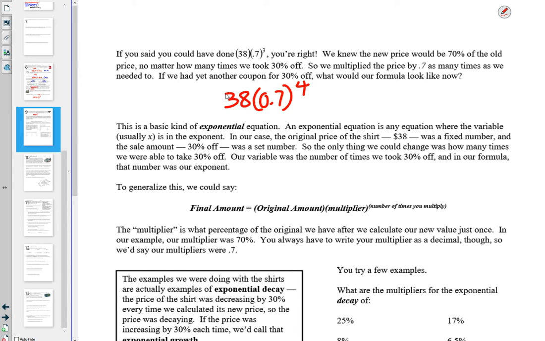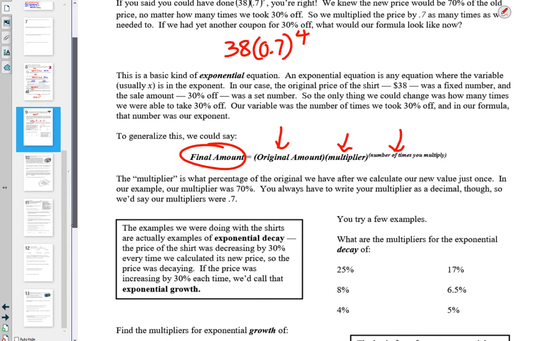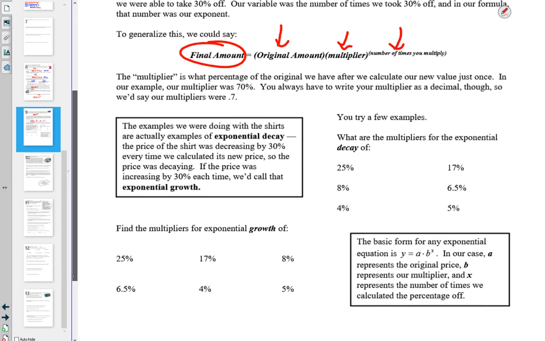This is a basic kind of exponential equation. To generalize, look, final amount is equal to original amount times the multiplier. What did we call the multiplier in the original notes? The growth factor. And then to the power of time, but here it says number of times. How many cycles are we going to go through? In this case, the cycle is the amount of coupons.